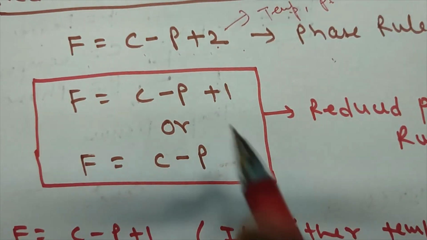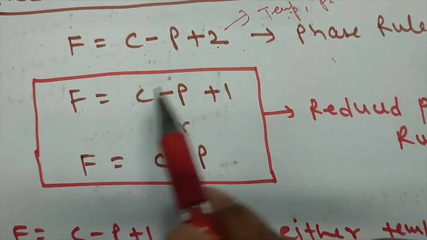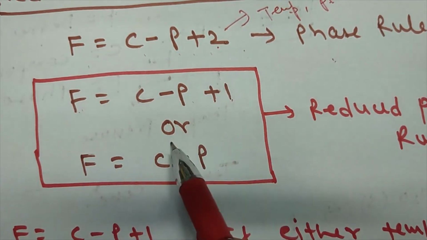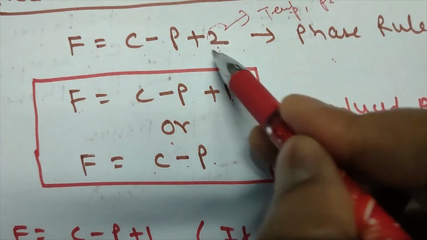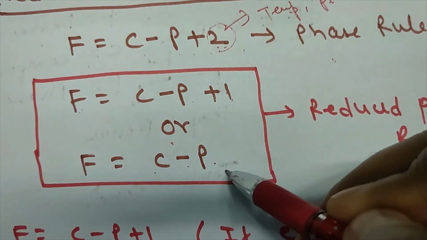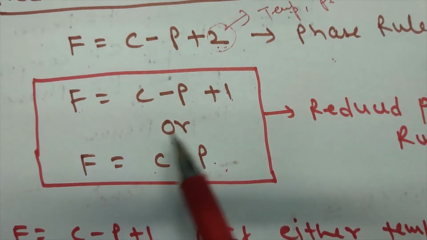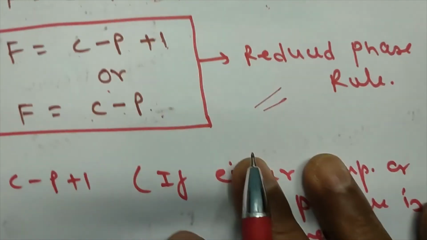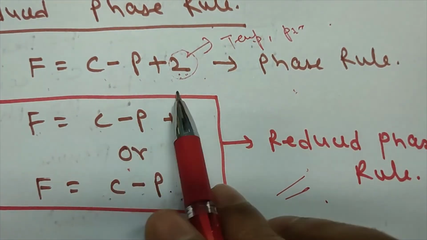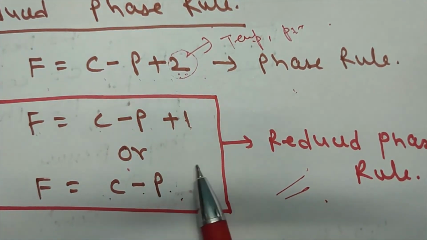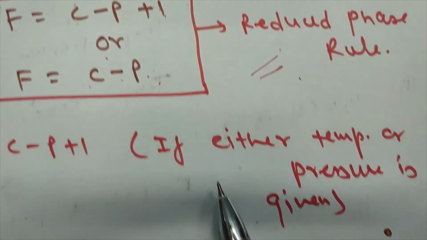What is the reduced phase rule? F is equal to C minus P plus 1, or C minus P. It means you have reduced from 2 to 1 or 2 to 0. This C minus P plus 1 or C minus P is known as the reduced phase rule. It has also been asked several times what is the phase rule, what is the reduced phase rule. Phase rule is plus 2, reduced phase rule is plus 1 or simply C minus P.